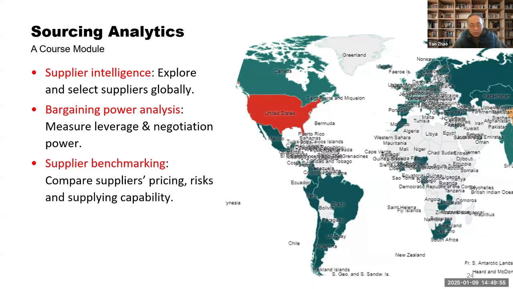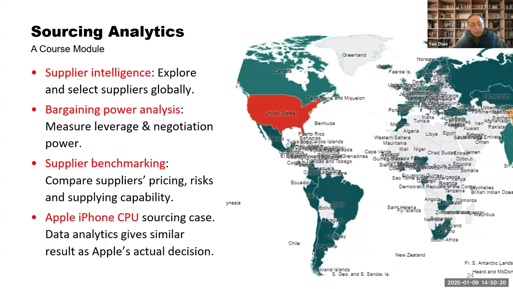And finally, you could find a lot of suppliers, so you need to benchmark the suppliers, a side-by-side comparison in terms of their pricing, their risk, and also supplying capabilities. Now, the case study we used in the sourcing analytics in this course module is Apple iPhone CPU sourcing and data analysis. So if you go through the procedures of this module, it will give you similar decisions or results as Apple's actual decision.